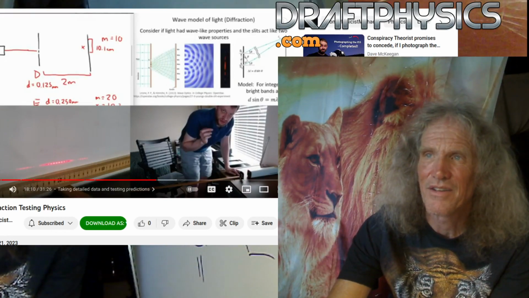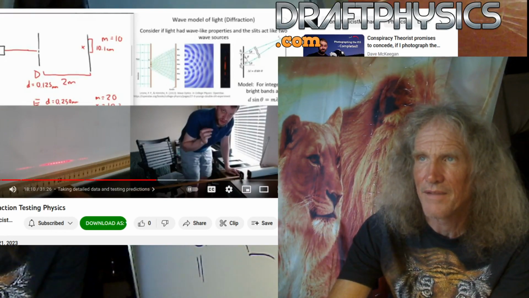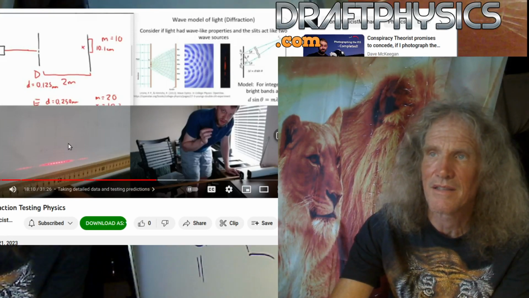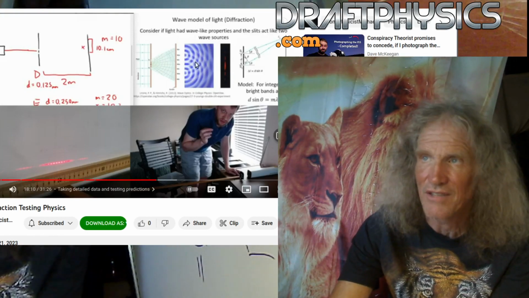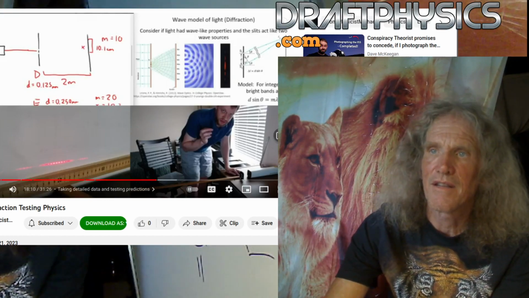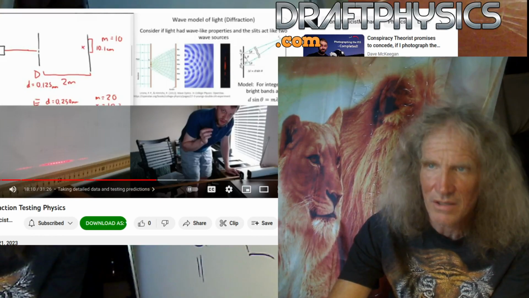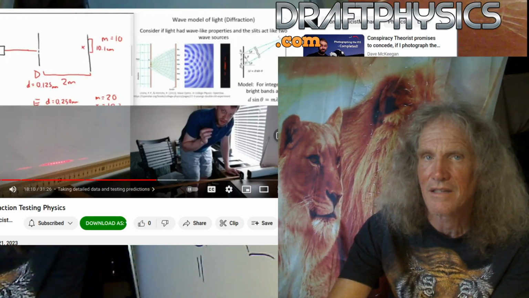So this has nothing to do with waves. It didn't prove waves. It's clearly not the same pattern created by these two waves. It's clearly not matching. It doesn't match water. Lots of evidence that it doesn't match.